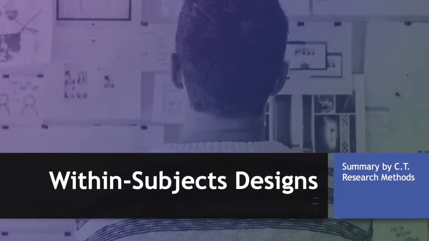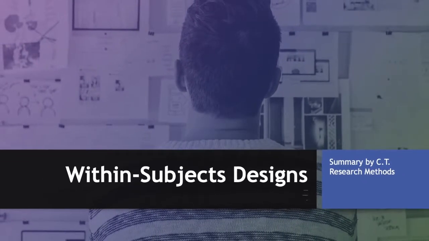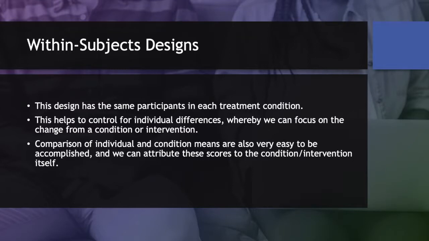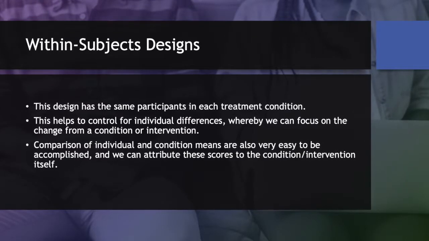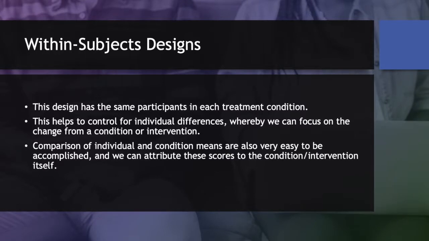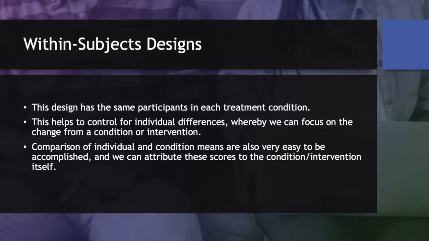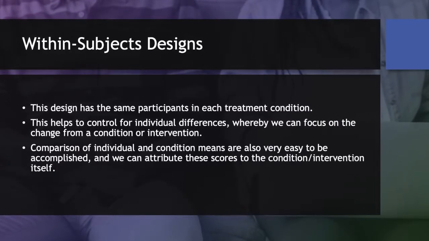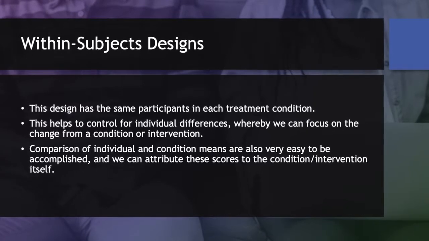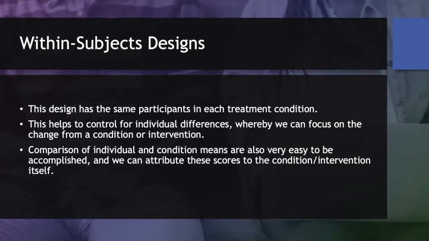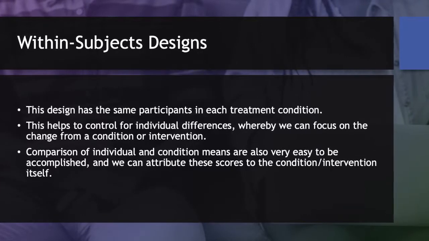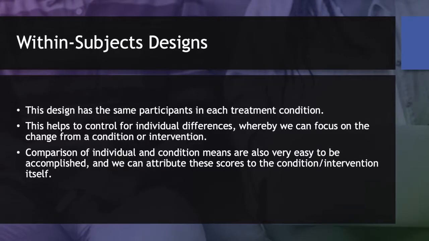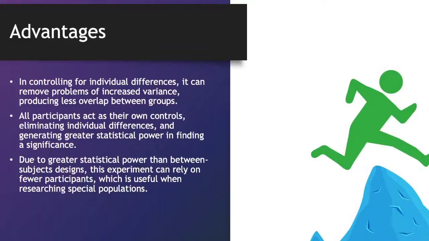Within subject designs, experimental methods. This type of design has the same participants in each treatment condition. This helps to control for individual differences, whereby we can focus on the change from a condition or intervention. Comparison of individual and condition means is also very easy to accomplish, and we can attribute these scores to the condition or intervention itself.